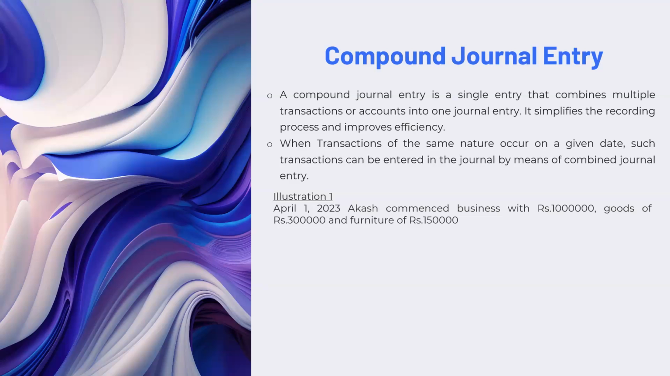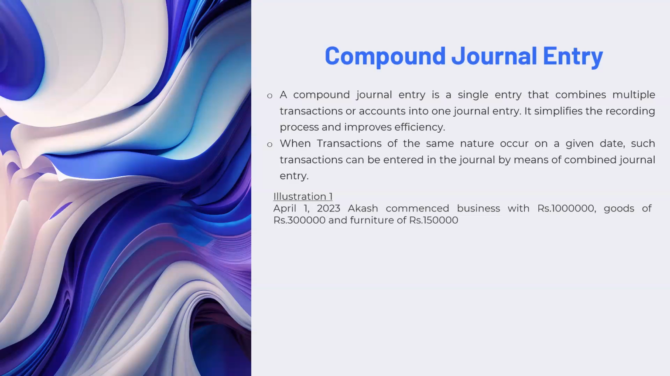One transaction is in cash, hard cash, which is 10 lakhs. And Akash has purchased 3 lakh worth of raw materials or goods, which are for resale, for the company. So that is worth 3 lakhs. And again, furniture for office use, and that furniture is for 1,50,000. So everything is for business purpose. All these 3 investments are for business purpose.